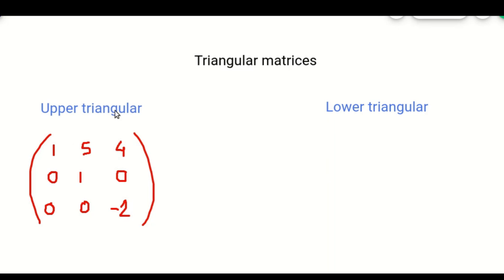Therefore, we call this an upper triangular matrix. Similarly, the lower triangular matrix has the diagonal, and above that diagonal all elements are 0. All the non-zero elements are on the lower side of the diagonal of that matrix. Such a matrix is called a lower triangular matrix.